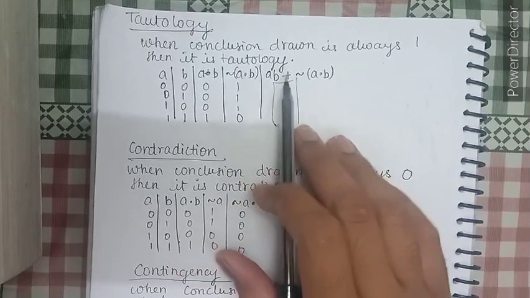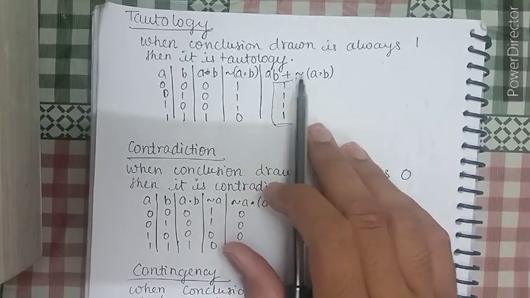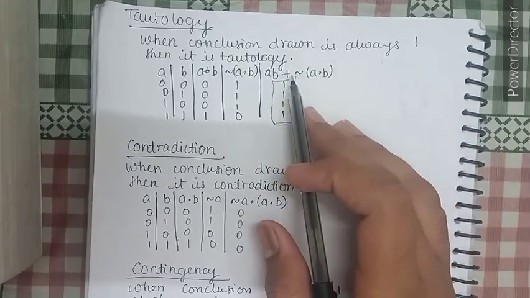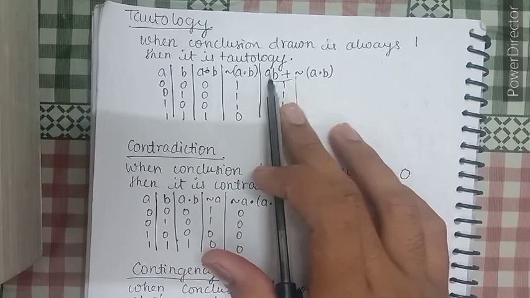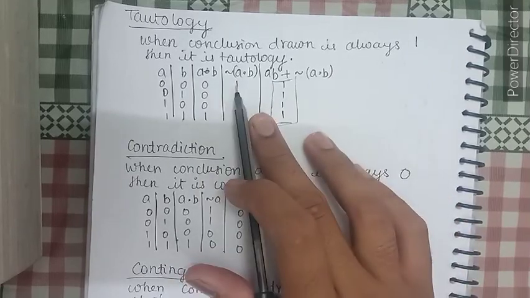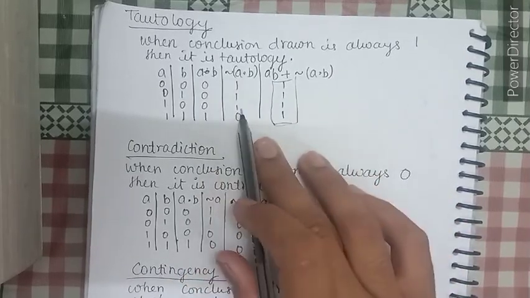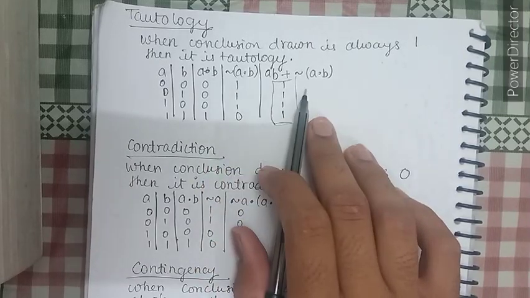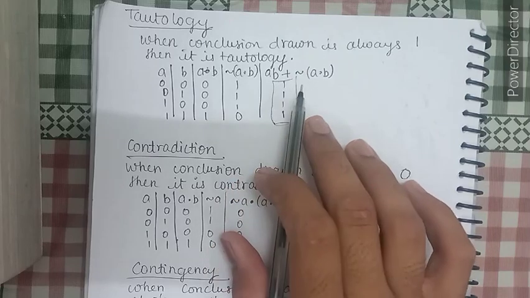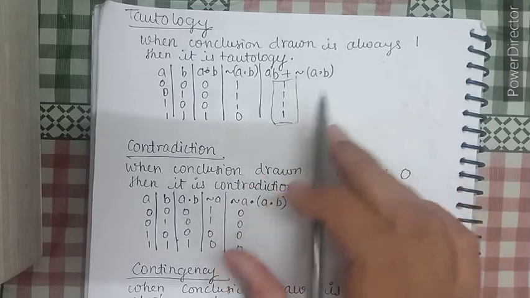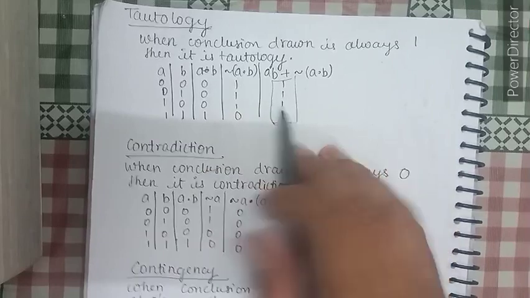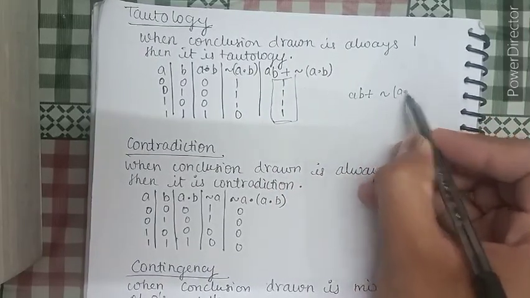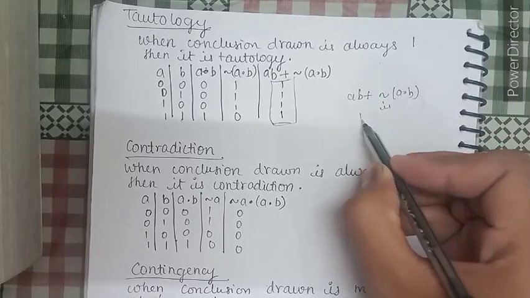Now the negation of A dot B is just the opposite of this: 1 1 1 0. Now A dot B plus the negation of A dot B, where plus is the OR operator, gives 1 1 1 1. The OR operator gives true when either of them is true or both are true. So this is all about tautology: A dot B plus negation of A dot B is a tautology.